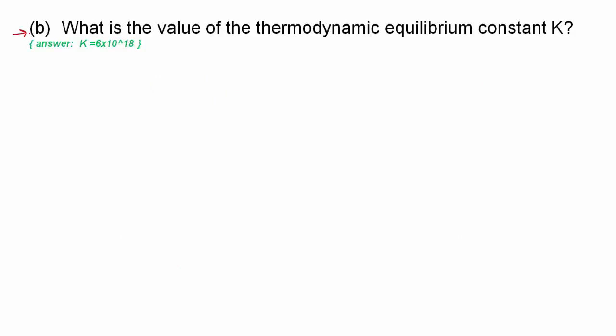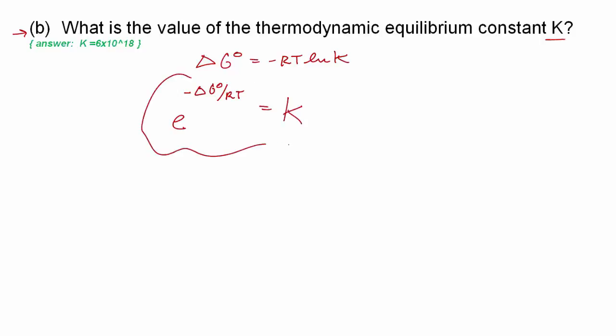What is the value of the thermodynamic equilibrium constant, K? So we can start with our expression. The standard Gibbs free energy is negative RT natural log of K. So do you remember our expression? E to the negative delta G0 over RT will be my K. So this is the expression I'm going to be using.